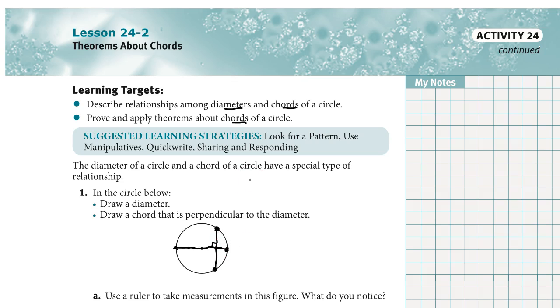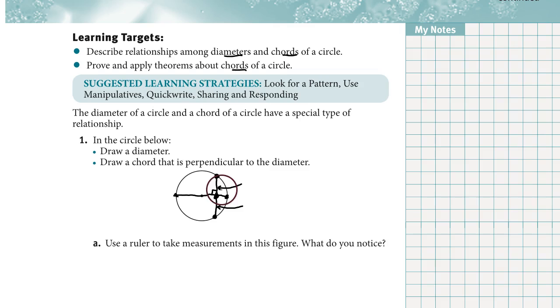Now we're asked to look for a relationship in this picture. Specifically, let's look at the length of this part of the chord from the dot to the point of intersection, and look at the length of this part of the chord from this dot to the point of intersection. What do these distances look like to you? These distances look equal. We could conjecture that when a diameter is perpendicular to a chord, the chord is split into two equal parts.